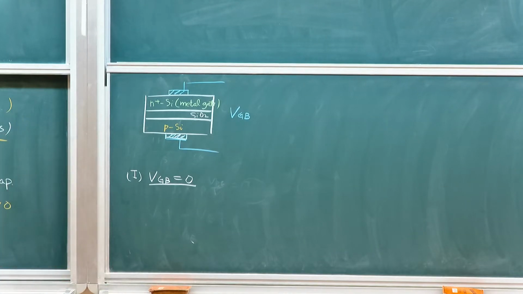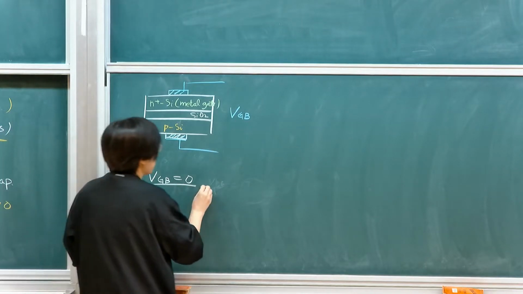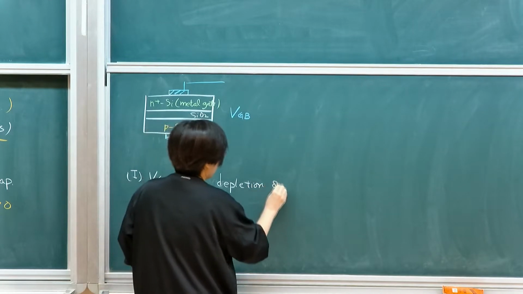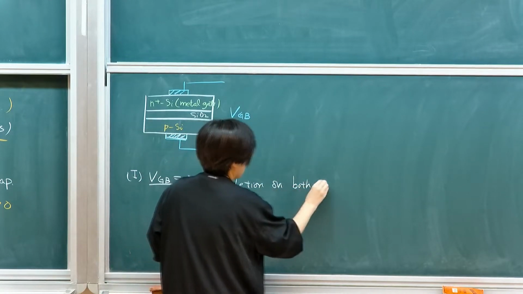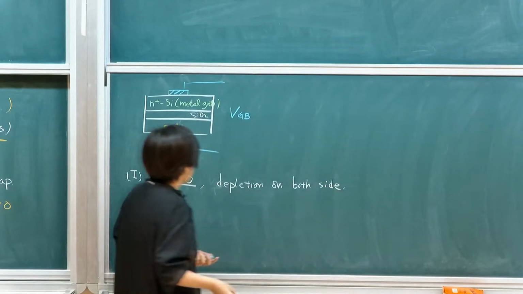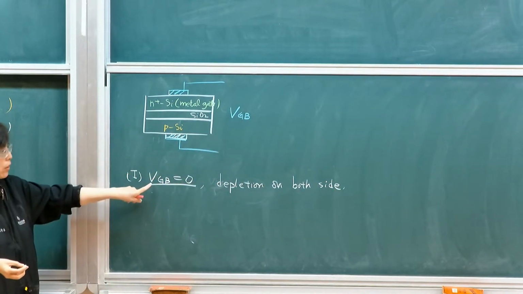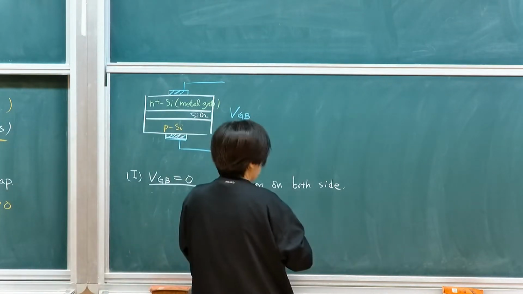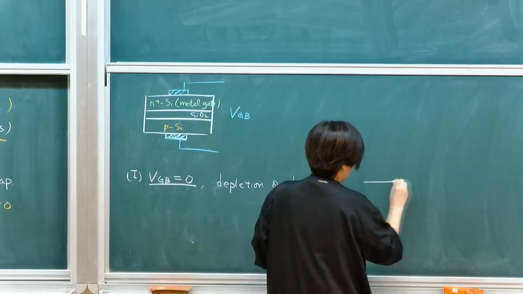What do you think would happen? It will be at its built-in potential, so there will be depletion on both sides. If I have this voltage at zero bias condition, there will be depletion on both sides. So the charge will look something like this.